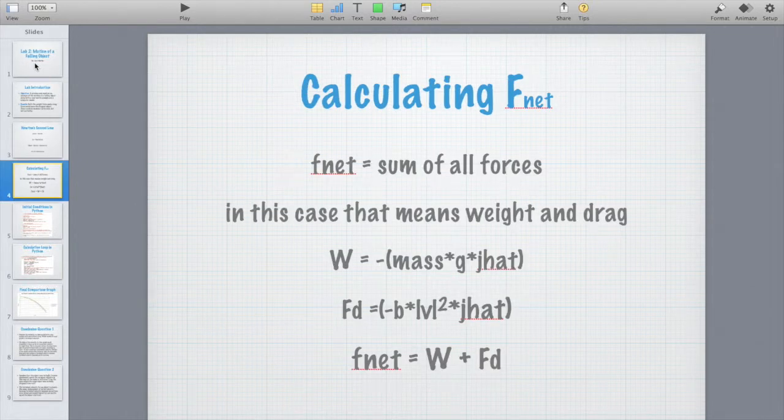In order to calculate the net force for this instance, we first find the weight force, which is the mass of the object times the force of gravity times a direction vector, j hat, plus the drag force, which is negative b, a proportionality constant based on the surface area of the object, times the absolute value of the velocity squared times the same directional vector j hat. We end up with F net equals the weight force plus the drag force.